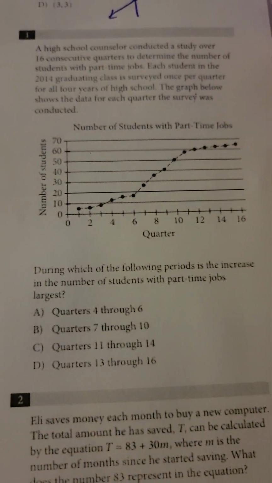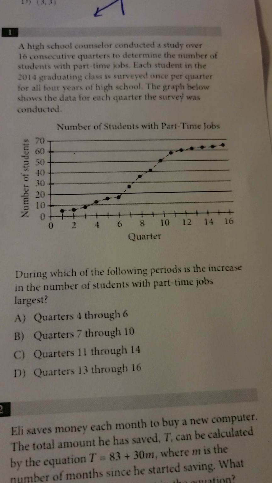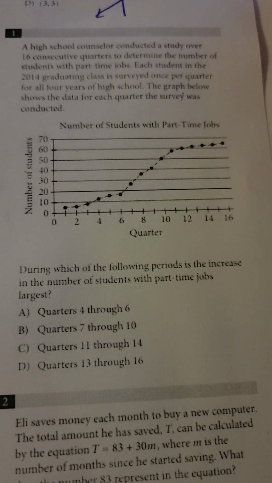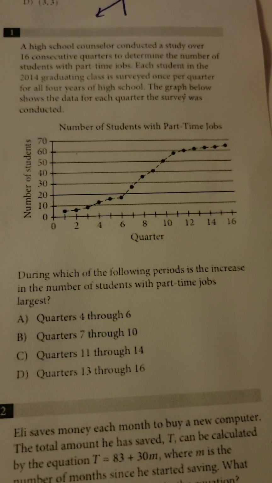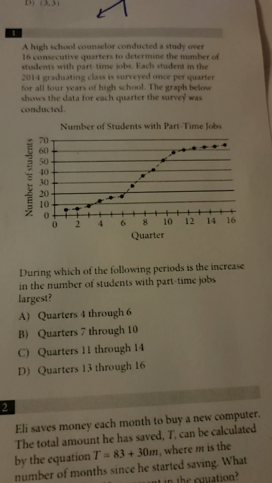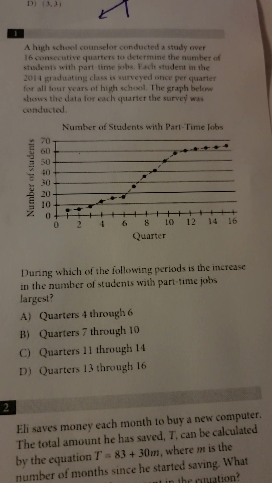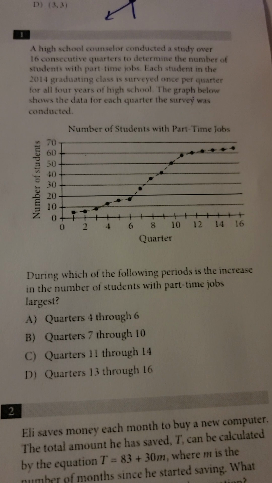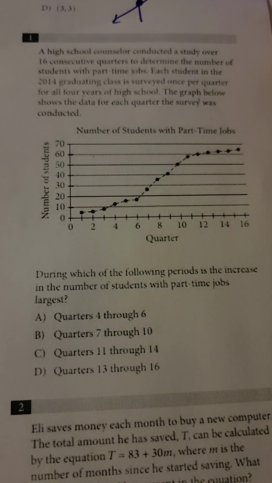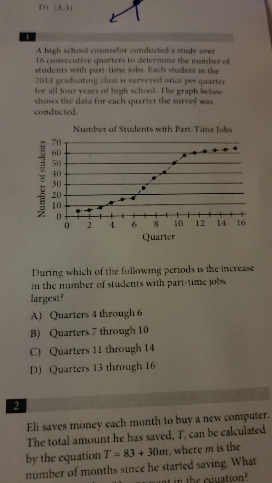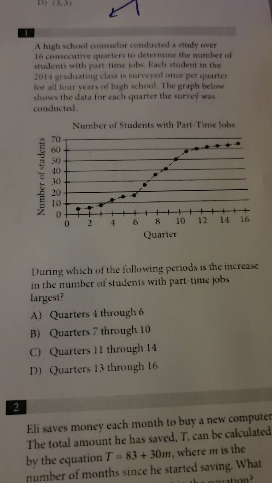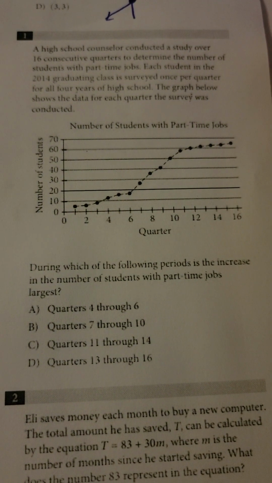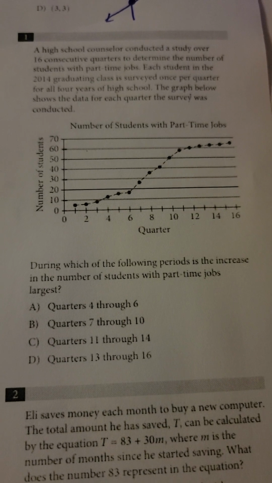Okay, number 1. Number 1 looks like it's a lot of reading again, but it is not a hard question. It says a high school counselor conducted a study over 16 consecutive quarters to determine the number of students with part-time jobs. Each student in the 2014 graduating class is surveyed once per quarter for all 4 years of high school. The graph below shows the data for each quarter when the survey was conducted. During which of the following periods is the increase in the number of students with part-time jobs the largest?